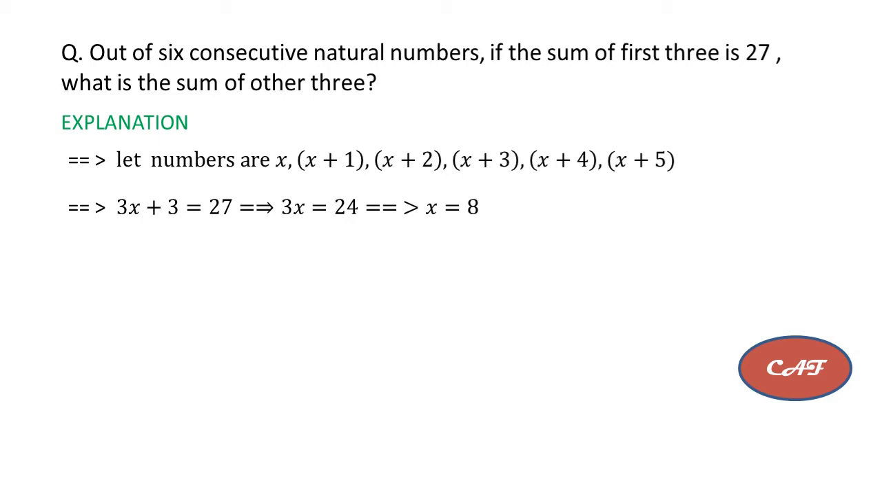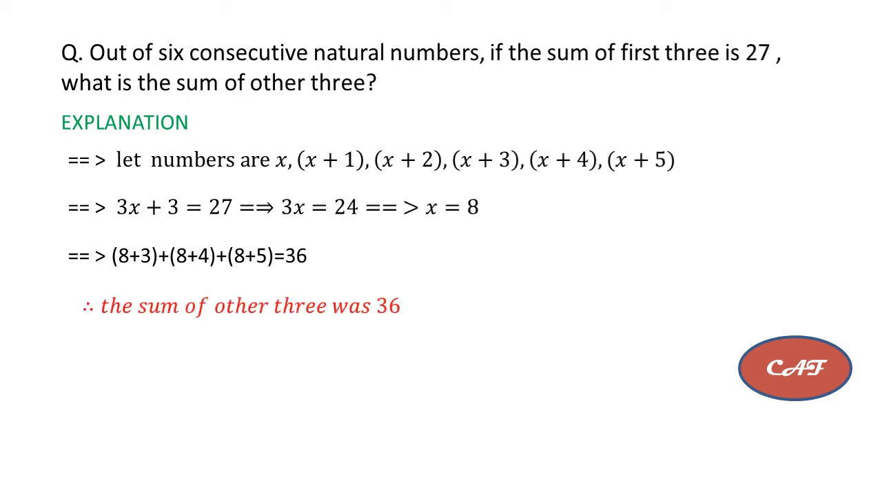So next he is asking what is the sum of the other 3. The sum of the other 3 is x plus 3 plus x plus 4 plus x plus 5. So how much did you get? You can substitute the x value in the above equation. So you know the x value. So 8 plus 3 plus 8 plus 4 plus 8 plus 5 is equal to 36. He asked only the sum of the other 3. Therefore the sum of the other 3 was 36.